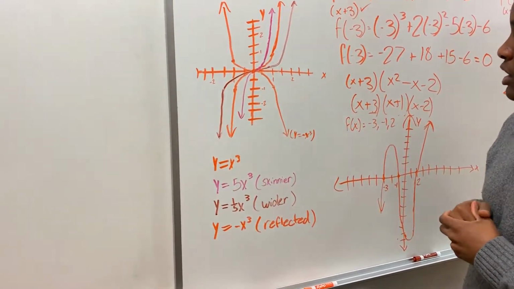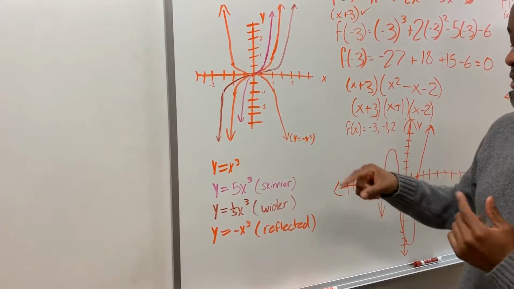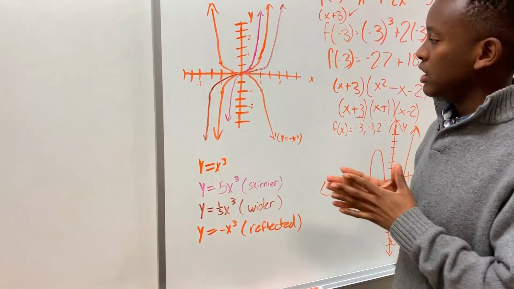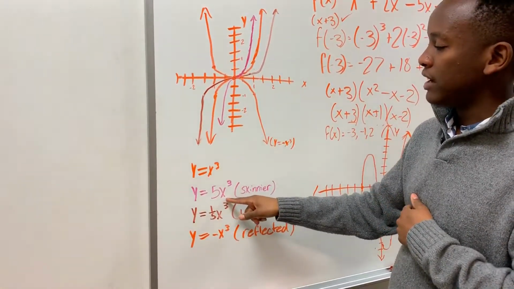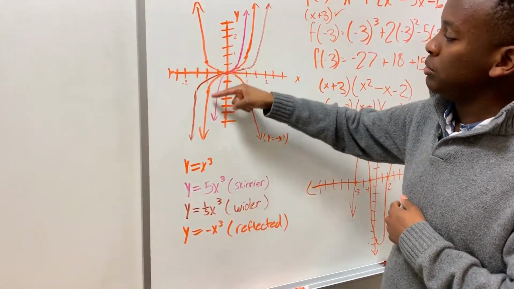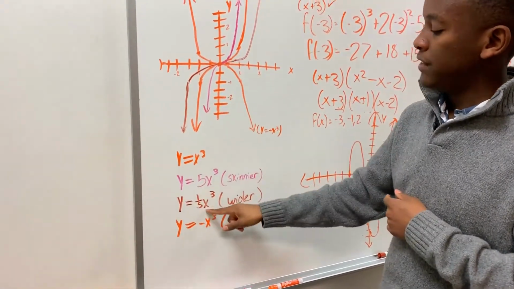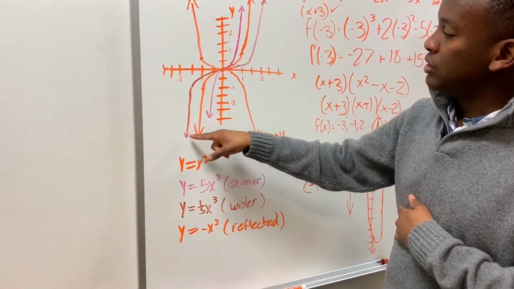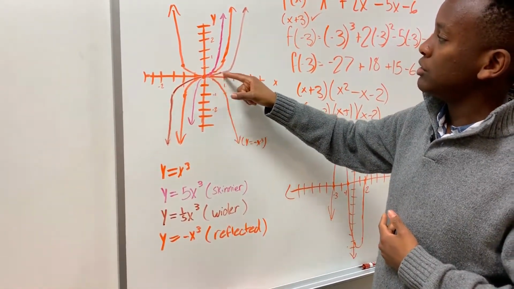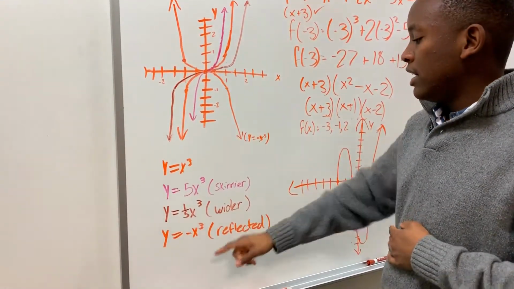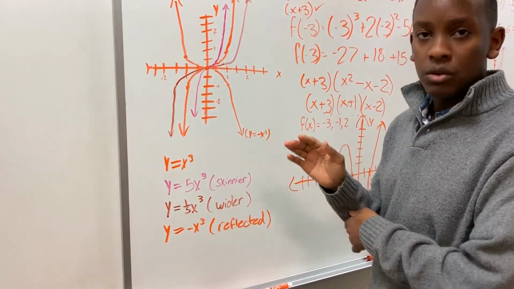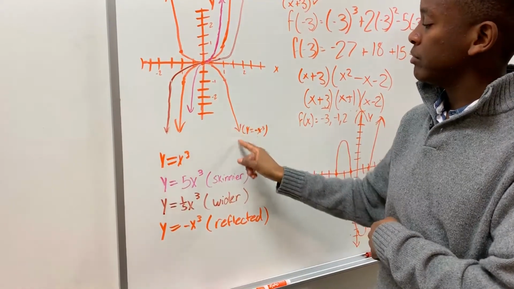For different types of cubic functions with different coefficients of a, the a is what makes it wider or skinnier. For f of x equals 5x cubed, which is this pink one right here, you can tell it is skinnier than the main x cubed function. Then 1/5 x cubed is wider, and it comes through the origin and goes further out. And if you have a negative in front of the a coefficient, it reflects across the origin, and that's this function right here.